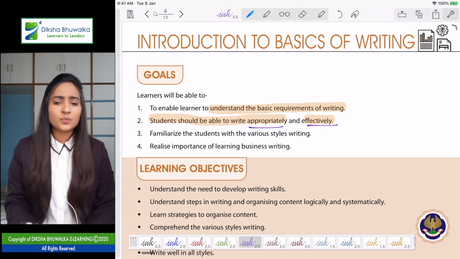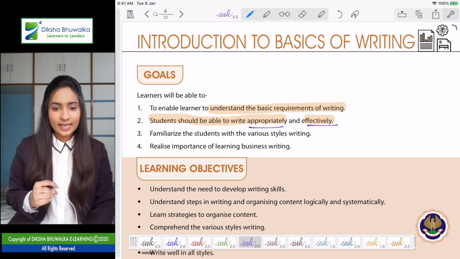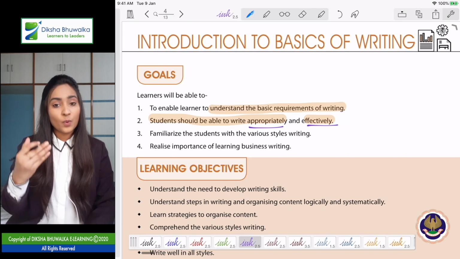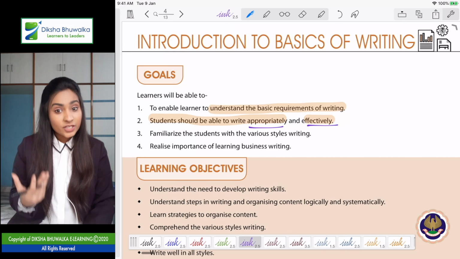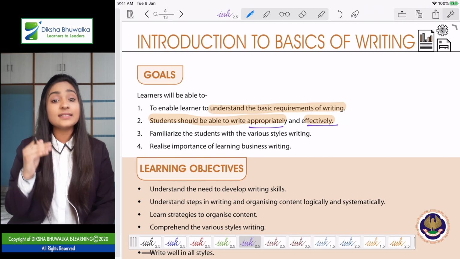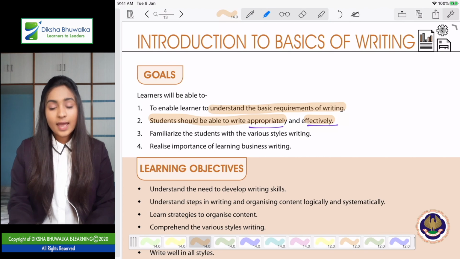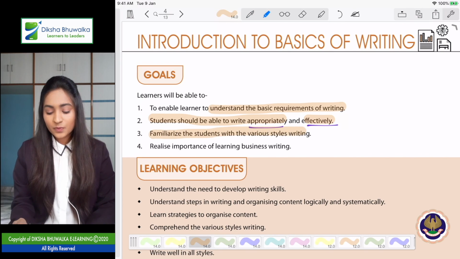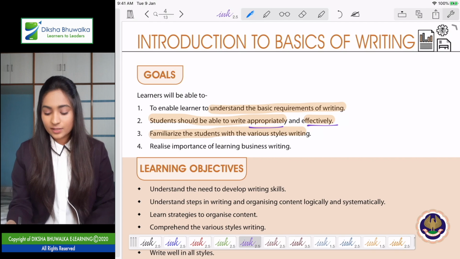Here the desired result would be what? When you write an essay in the exam, you want the teacher to understand your ideas, read it, appreciate it, and give you good marks. So you have to write it in such a manner that it is effective. Next, familiarize the students with various styles of writing. Here it will be of.